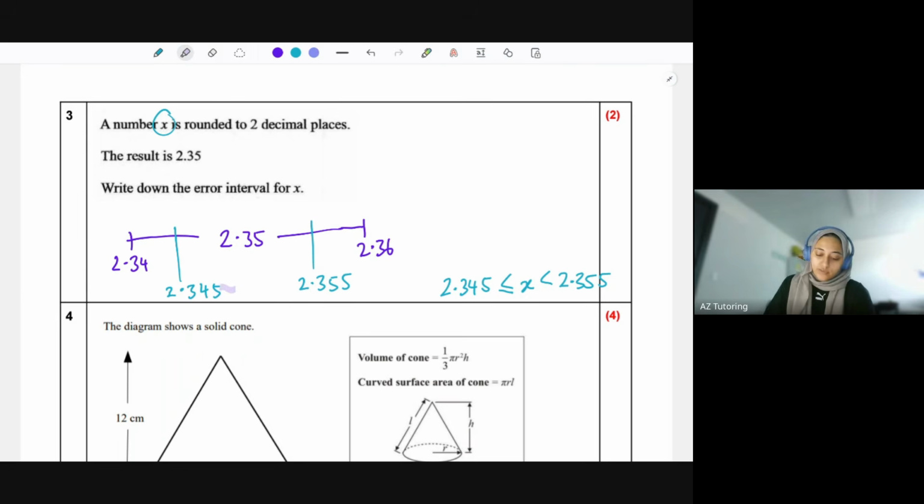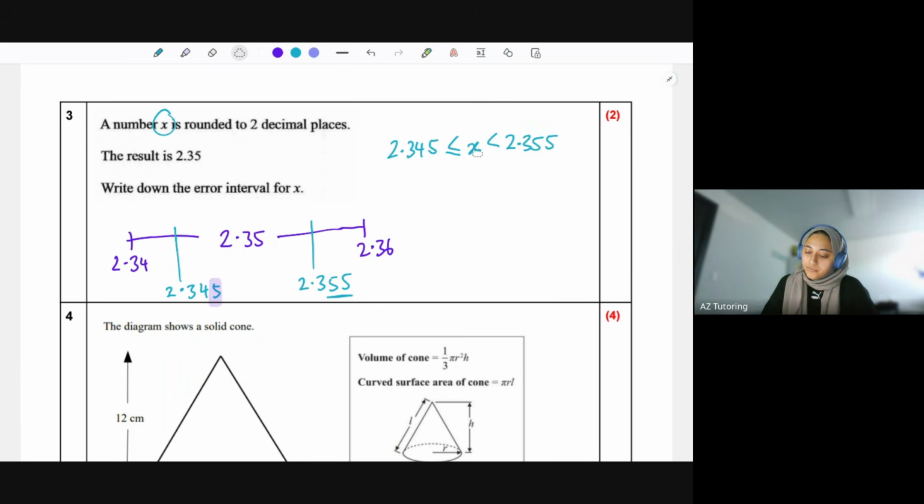Reason why is if I rounded this number to 2 decimal places, that 5 changes the 4 to a 5. It rounds up, so it becomes 2.35. But here, this number can't be equal because if I rounded this up, that 5 changes this to a 6, but I don't want 2.36, I want 2.35. So that's the reason why it's not equal to. So with error intervals, let me just keep this up here, that's the answer. Your first sign here will always be equal to, but the second one won't. So that's our answer. So that's the error interval.